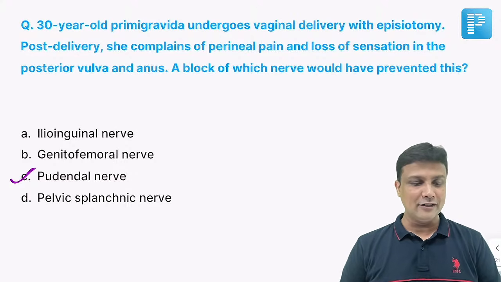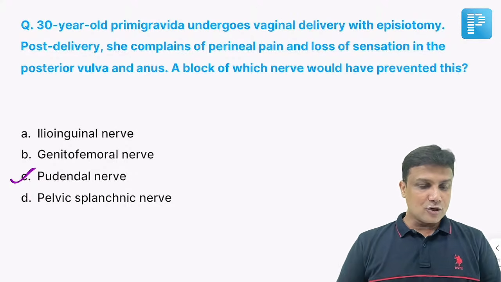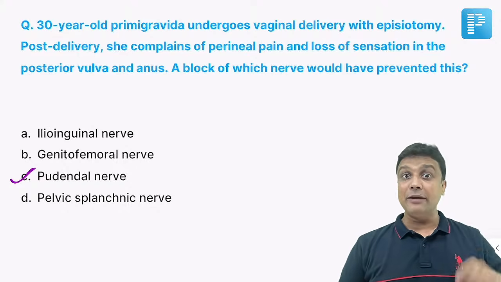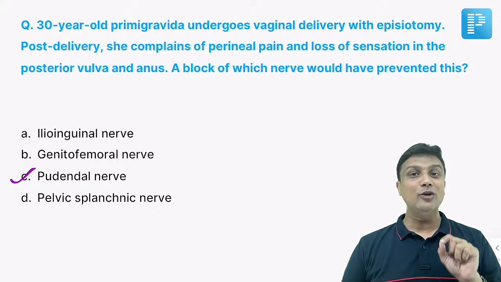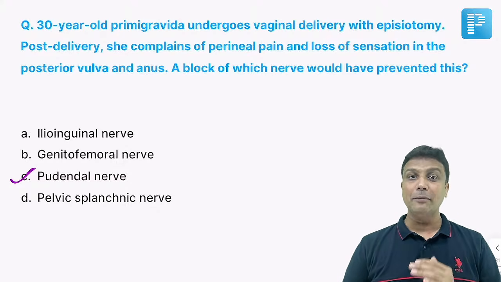Very good, Dr. Dasari. So it is going to take a turn around the ischial spine. That is an important site. That is the site where you are actually going to do pudendal nerve block.